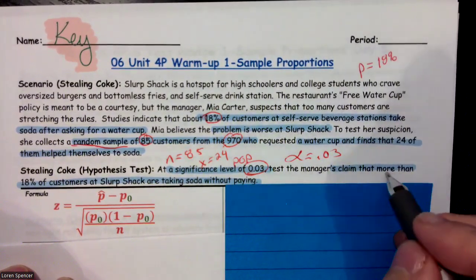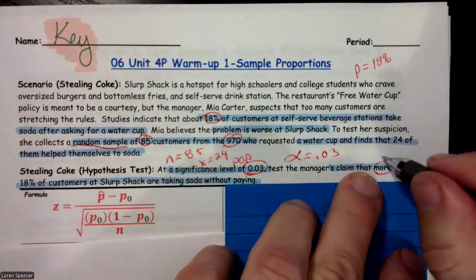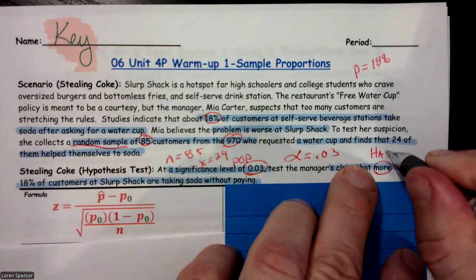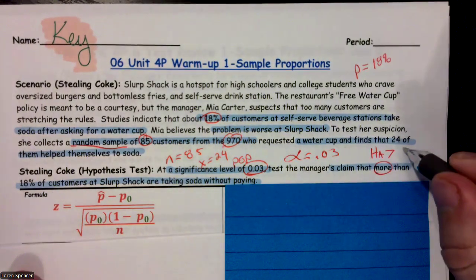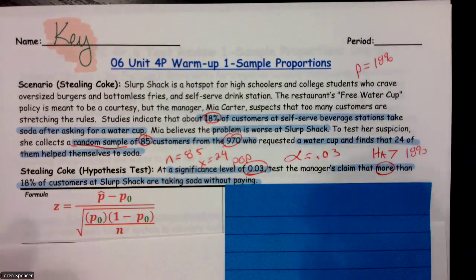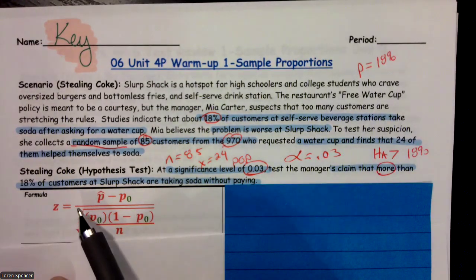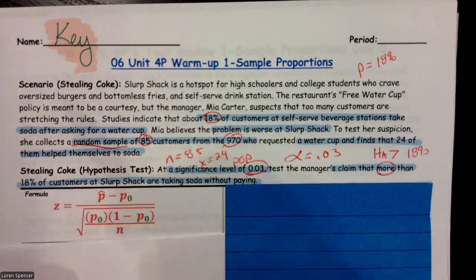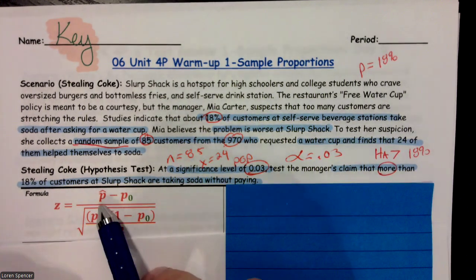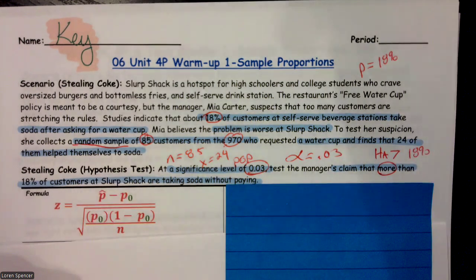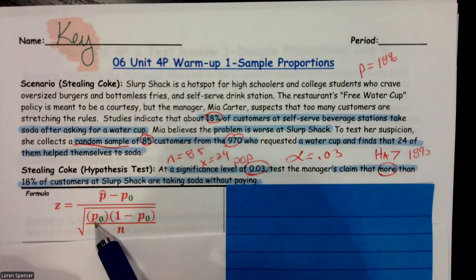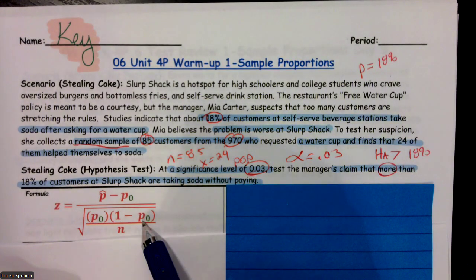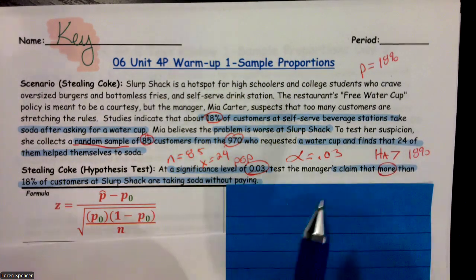Test the manager's claim that more. So in other words, our alternative hypothesis will be a greater than, because it's more than 18%. So we're looking for more than 18%. So we've already said we're doing a hypothesis test. Our formula is simply the sample proportion, which we don't have, minus the population proportion, which in our case was 18%. And then it's divided by the square root of the population proportion times 1 minus the population proportion, over the sample size.